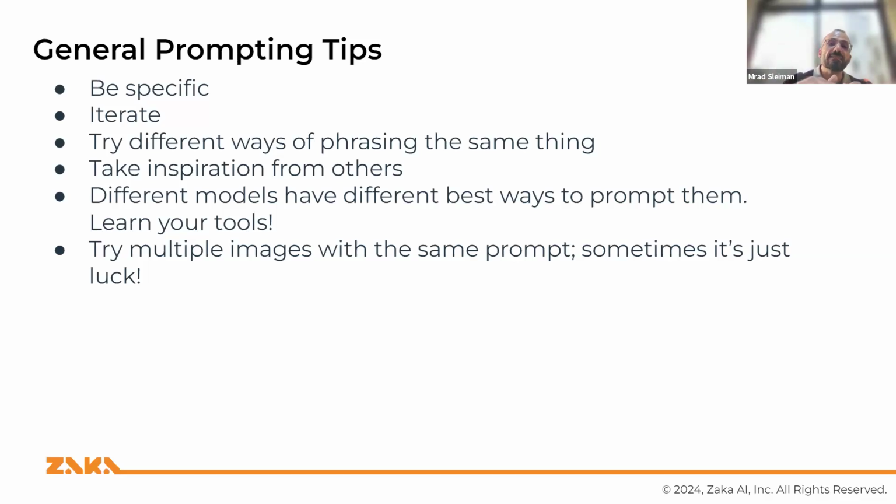The next step is to iterate. You need to iterate over and over again, because sometimes you need to add parts to the prompt, and sometimes you need to remove parts from the prompt. The third tip is to try different ways of phrasing the same thing, simply because AI might understand different phrases or certain words better than others. This is why you sometimes need to rephrase.